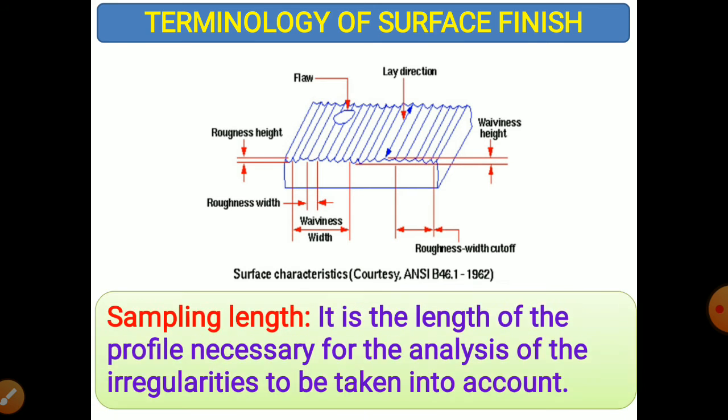So next is sampling length. Sampling length is the length of the profile necessary for analysis of the irregularities to be taken into account. Whatever the length you are going to consider for the analysis purpose, that is called the sampling length.